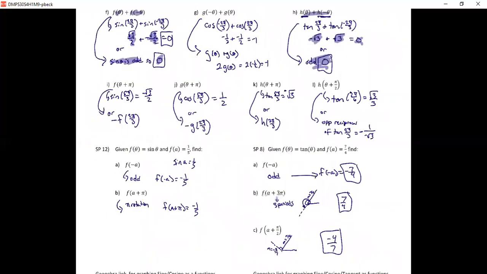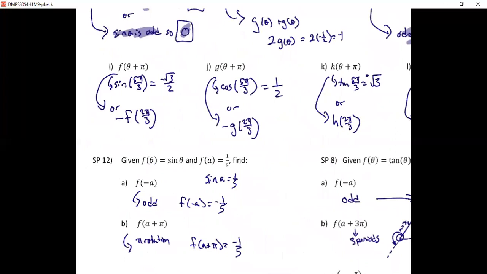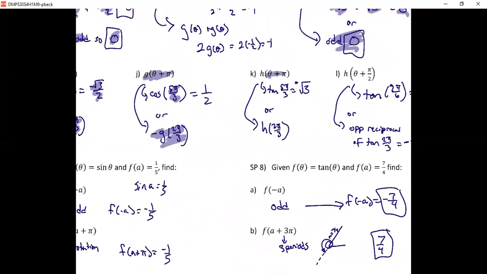As we come to the end, same kind of thing. We could either do it numerically, or we could do a rotation, which shows it's going to be the negative sine value. For g, cosine, we could do it numerically, or we could do a rotation, which makes it the negative x value. Tangent, we could do it numerically, or by doing the rotation, you end up with the exact same value.